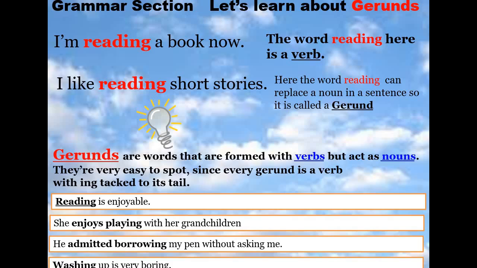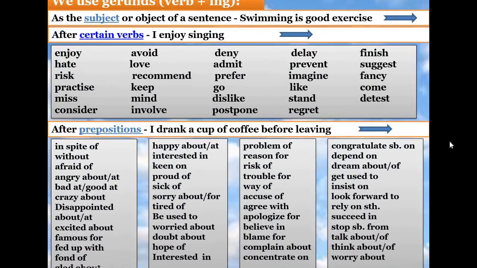She enjoys playing with her grandchildren. Playing here is a gerund. It's a verb plus ing in the form of a gerund, acting like a noun in the position of an object. He admitted borrowing my pen without asking me. Borrowing here is also a gerund. Washing up is very boring. Washing here also is a gerund. Let's know more about gerunds.